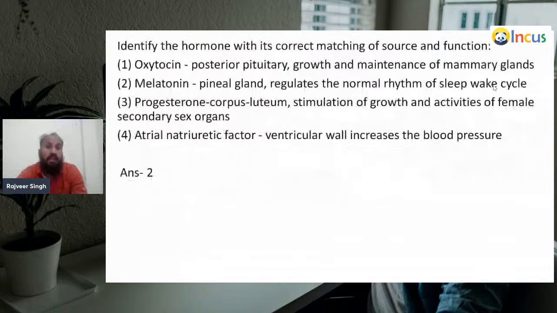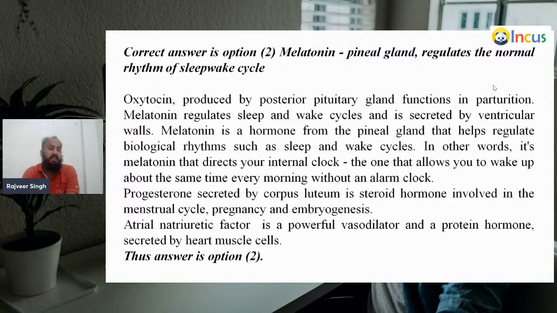Next one, identify the hormone with the correct matching of the source and function. Oxytocin, posterior pituitary, growth and maintenance of the mammary glands. Melatonin, pineal gland, regulates the normal rhythms of the sleep-wake cycle. Third option, progesterone, corpus luteum, stimulation of growth and activities of female secondary sex organs. ANF, atrial natriuretic factor, ventricular wall, increases the blood pressure. The answer will be second.